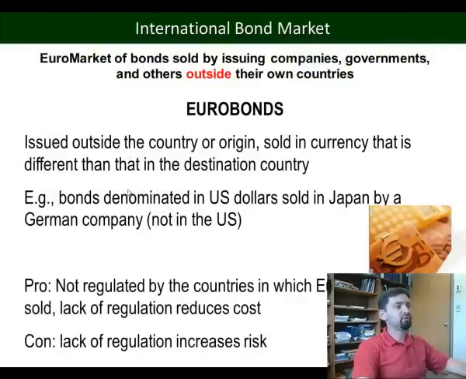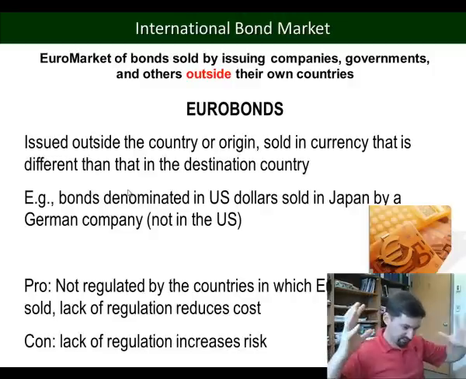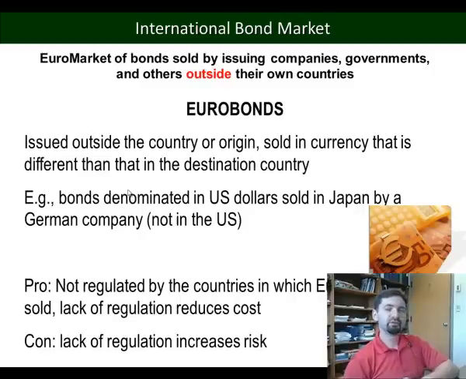First, let's talk about Eurobonds. Just to help you on the exam, right here I would like to emphasize and underline and say clear and loud that Eurobonds have nothing to do with Europe as the region or the euro as the currency.